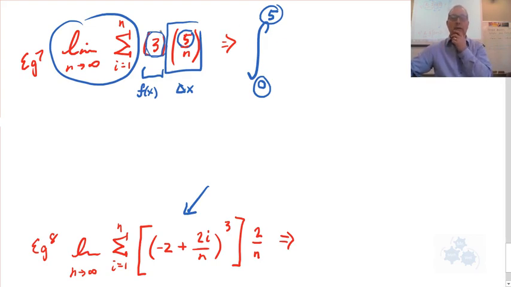So the function here? There's just a constant. So this is actually just a constant function. There's no x's. There's no variable. dx. Okay.